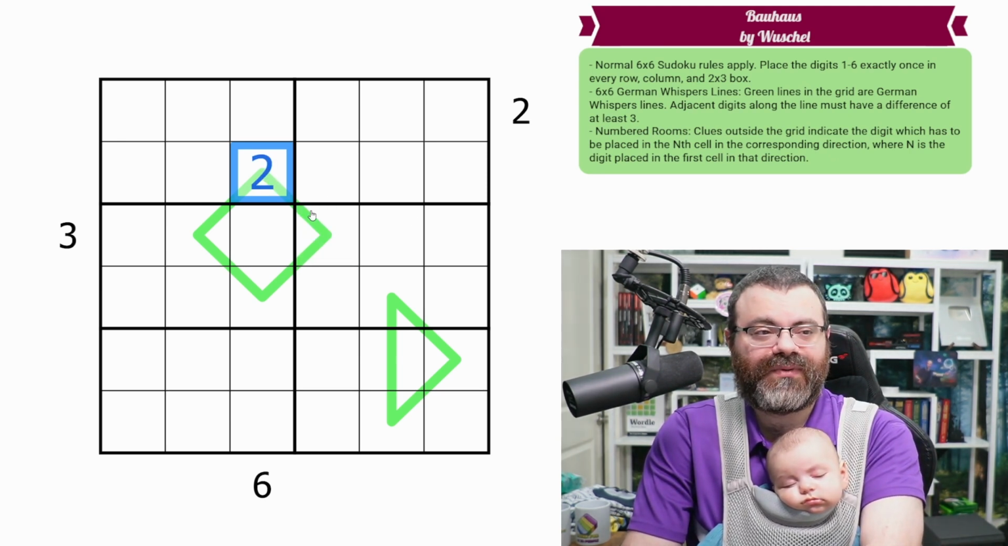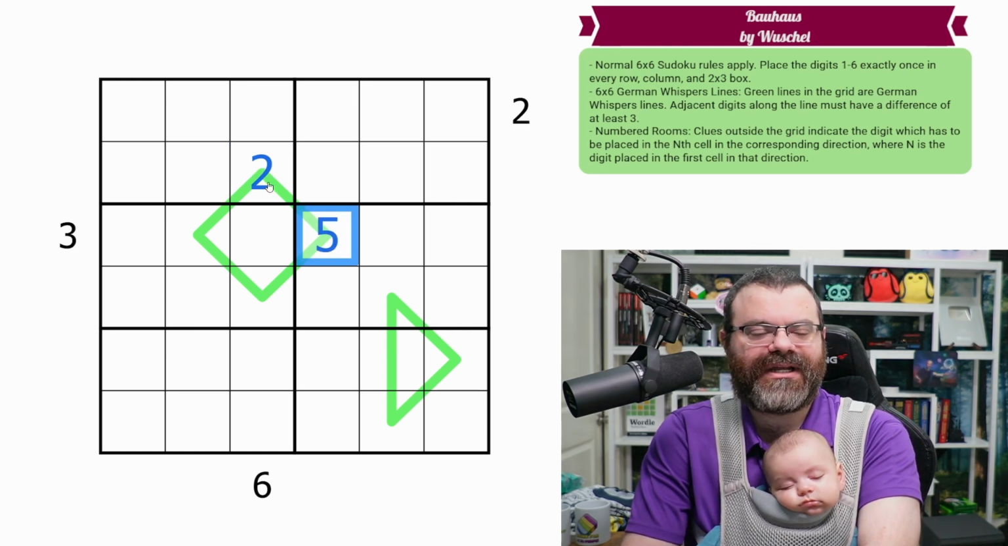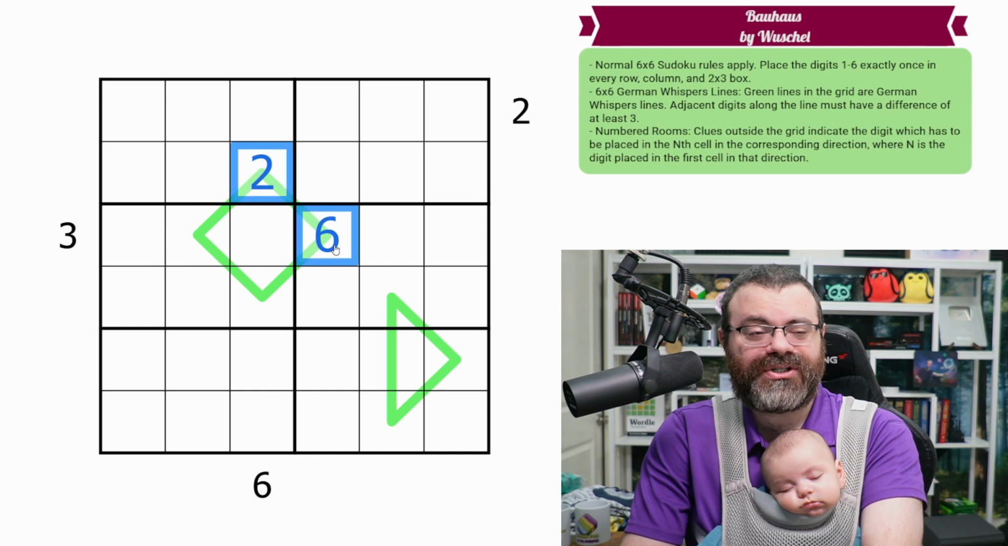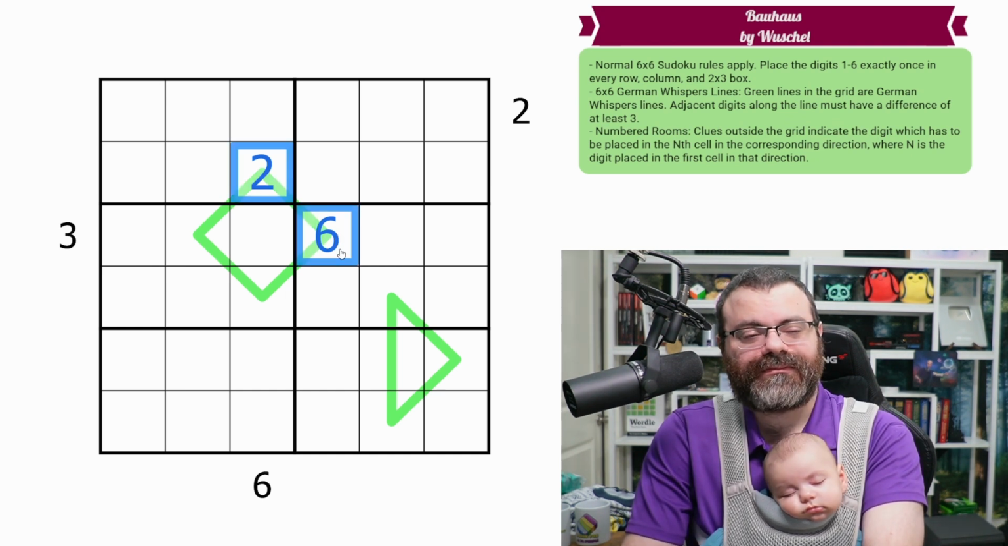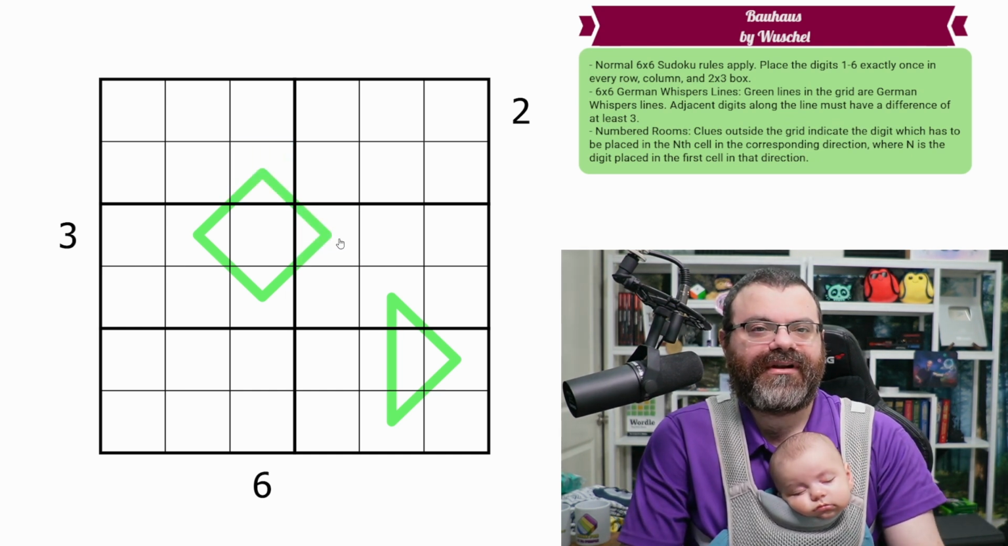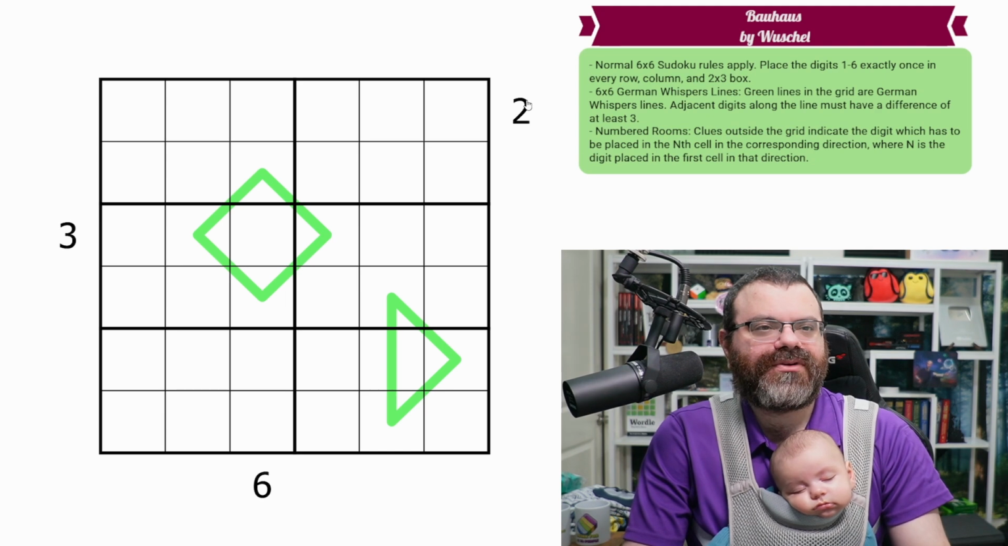So if this was a 2, this could be a 5, because 5 minus 2 is 3, or it could be a 6. 6 minus 2 is 4. But those would be the only two digits you could put next to a 2 that would be at least 3 different. We also have numbered rooms in the clues.